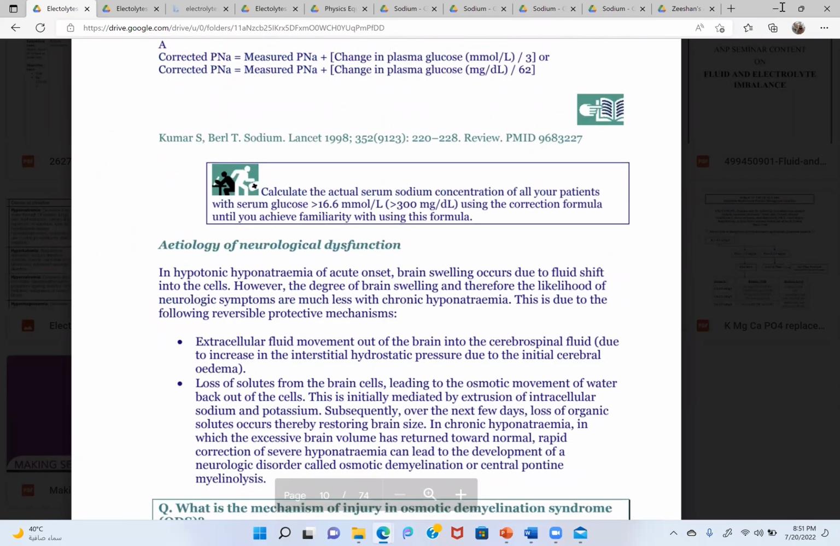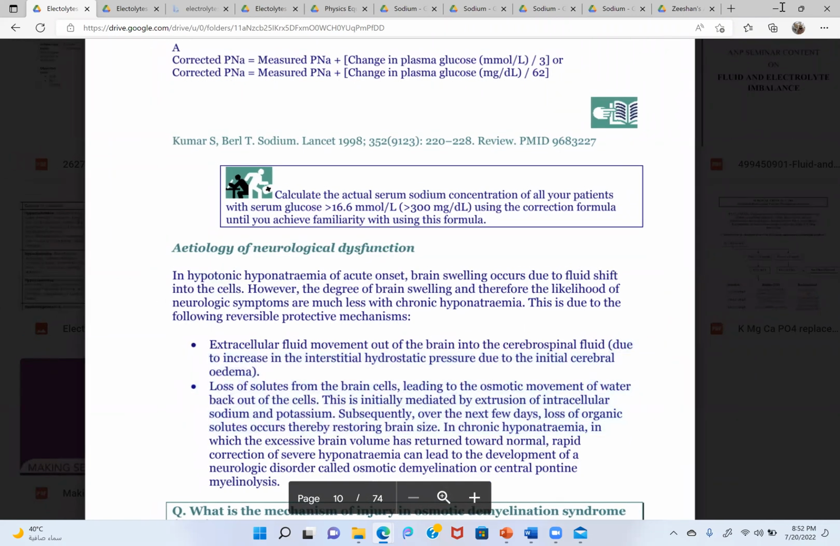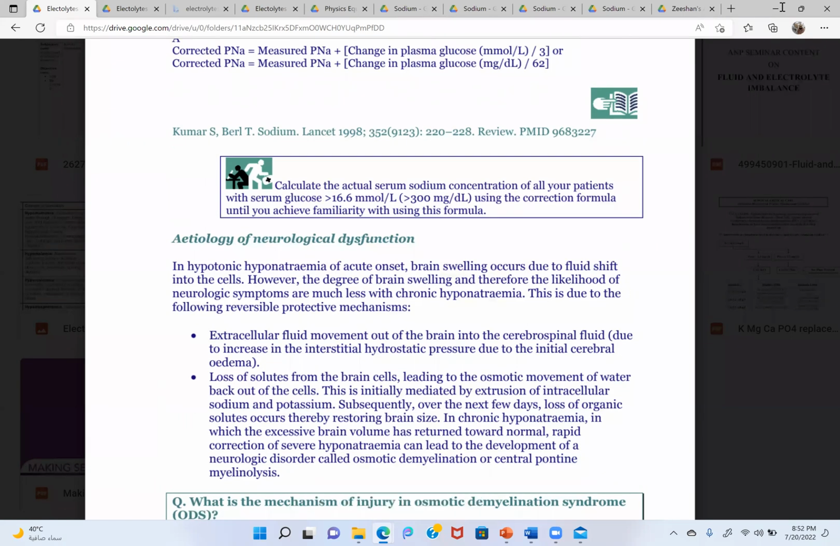Actually, they have put these questions, and they have put the answers at the end. These questions, at the end of this document, you will find the answers. This question: calculate the actual sodium concentration of all your patients with serum glucose more than 300, using the correction formula until you reach familiarity with this formula. You can use this information to see the corrected levels, because if the blood sugar is high, you have to adjust the level.